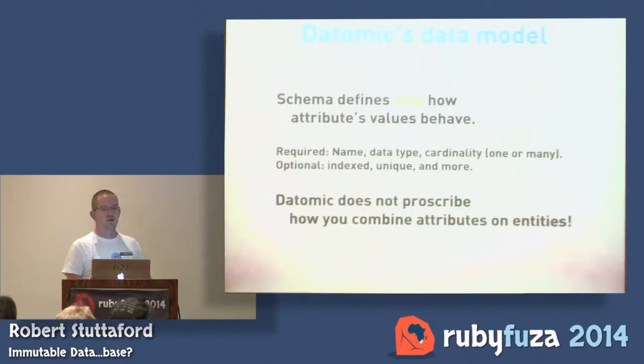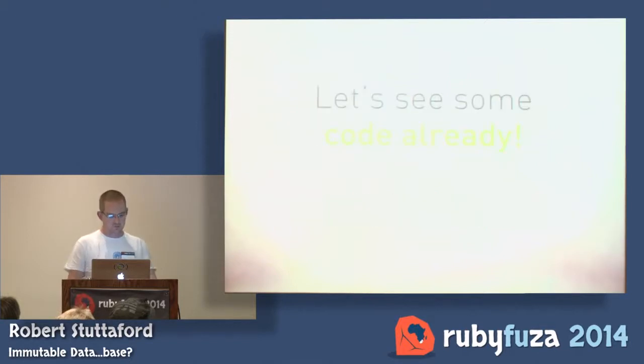Datomic does not enforce or prescribe how you combine attributes to create entities. So you could have a user in your database with just an email address, and then another user with email, full name, profile picture, an audit trail of everything he's ever done. And Datomic doesn't force you to have these empty fields, which is really, really nice. That's the data model. We can switch to the code.